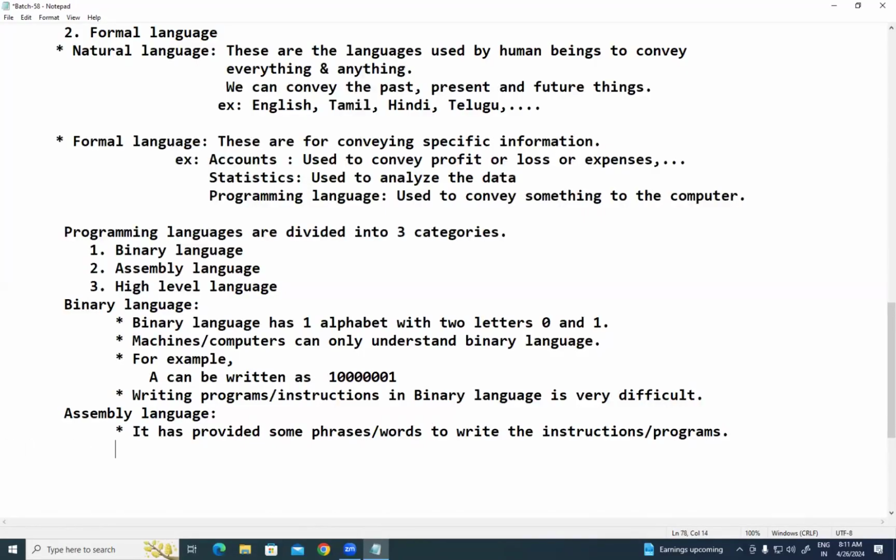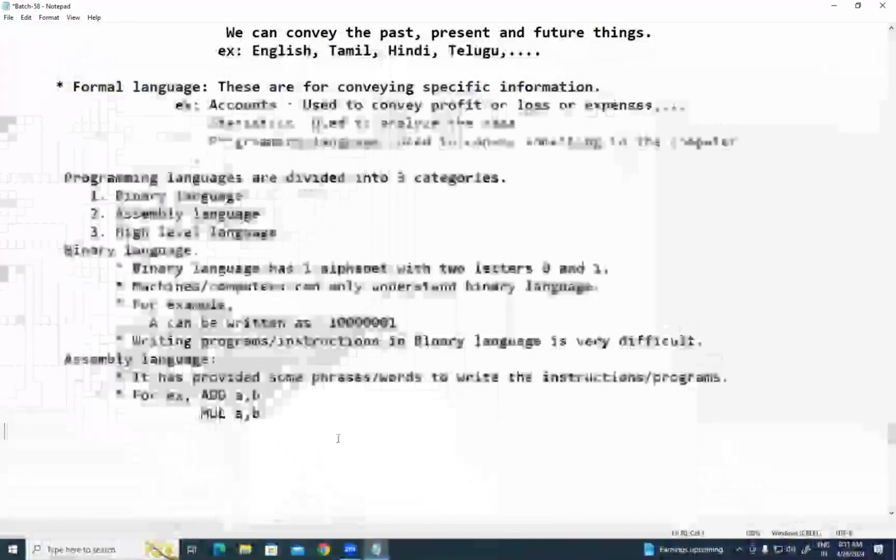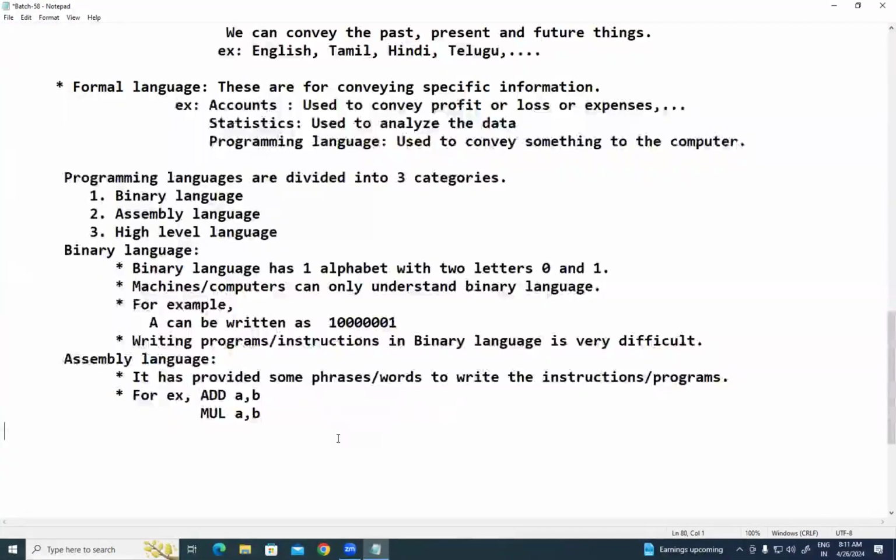Okay. For example, add A comma B, something like that. For example, multiply MUL A comma B. Like this, for example, I'm writing. Folks, are you clear now? Yes, sir. But these phrases are very limited.